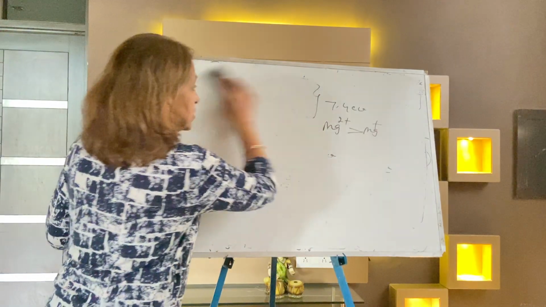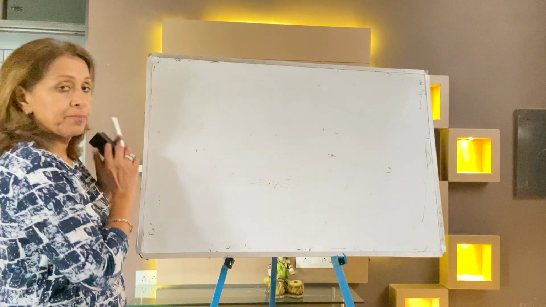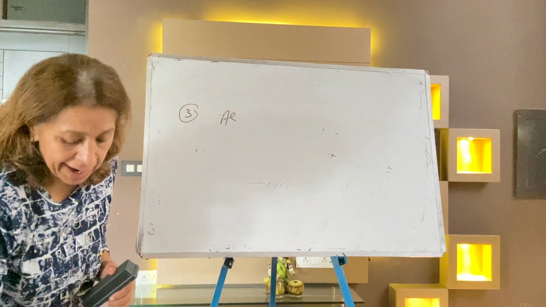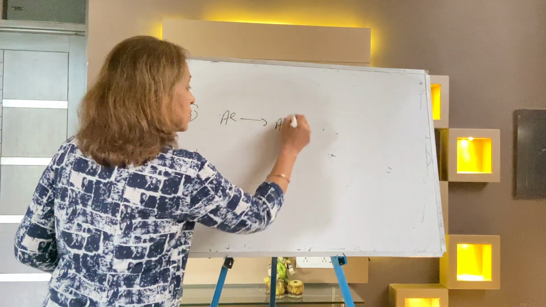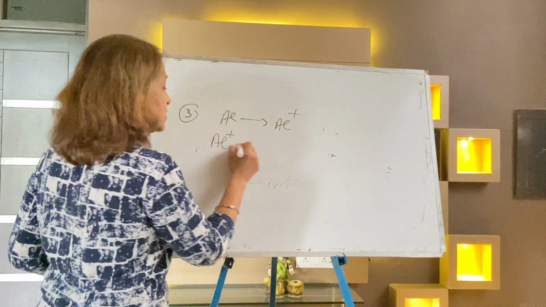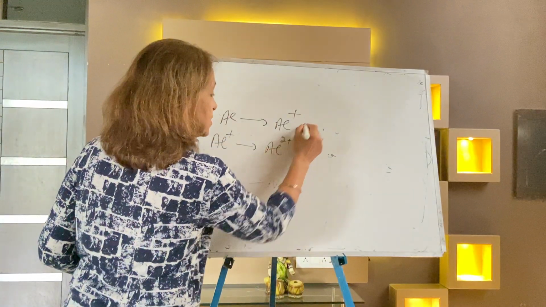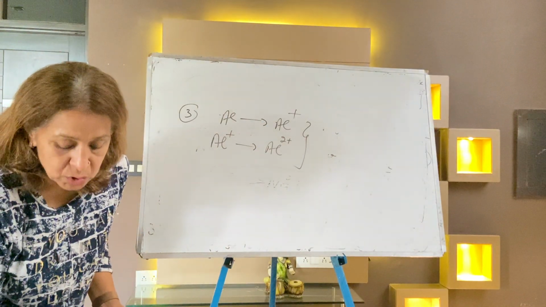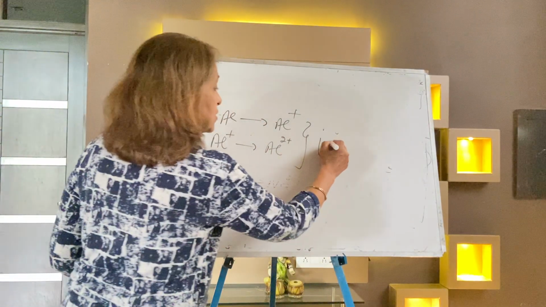I am taking a third example, aluminium. Write down: aluminium arrow Al+, and second is Al+ arrow Al2+. The difference between IE1 and IE2 is 12.8. The difference is high.